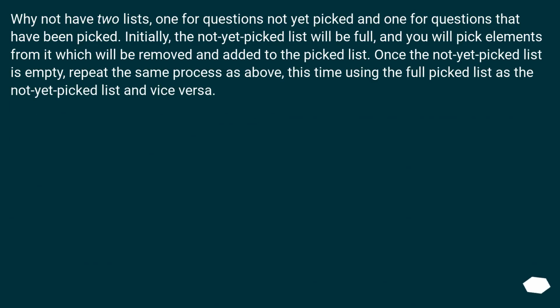Why not have two lists, one for questions not yet picked and one for questions that have been picked? Initially, the not yet picked list will be full, and you will pick elements from it which will be removed and added to the picked list. Once the not yet picked list is empty, repeat the same process as above, this time using the full picked list as the not yet picked list and vice versa.